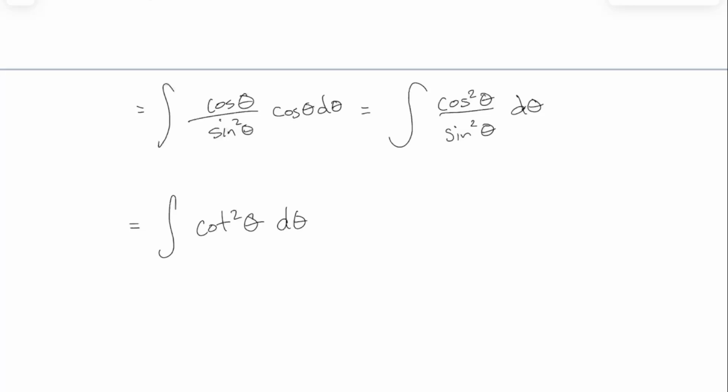And doing some simple tricks at the end here. These are tricks that, like I said, I would not necessarily expect you to remember on our quizzes or on a test, but cotangent squared theta is the same as cosecant squared theta minus 1. That's because there's an identity relating cotangent and cosecant.